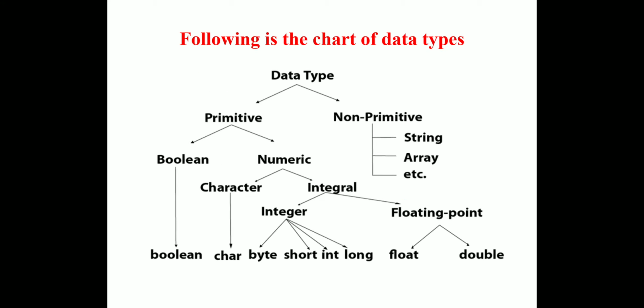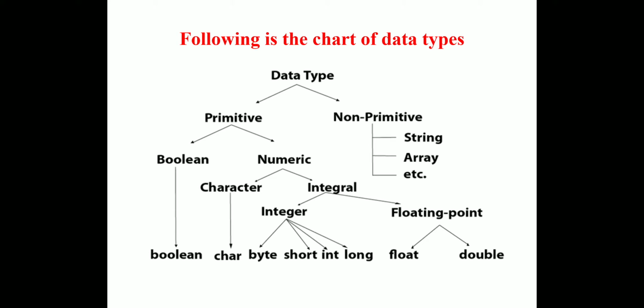Here the following is the chart of data type. Here the data type can be first classified into primitive data type and non-primitive data type. Then primitive data type can be classified into two types. Those are Boolean and numeric. In Boolean, there is only one data type. That is Boolean data type. Then in numeric, there are two types.